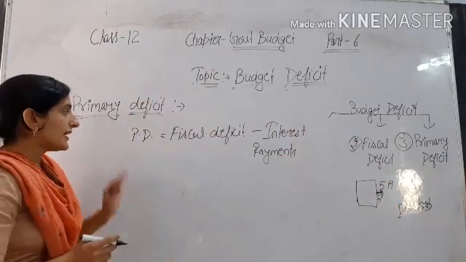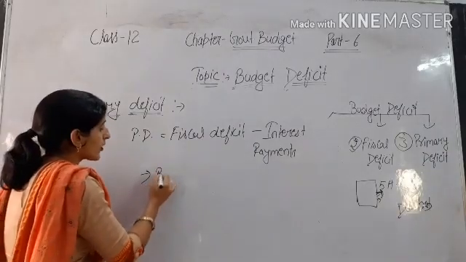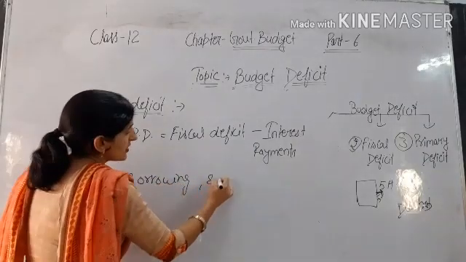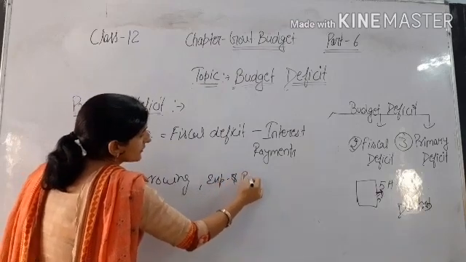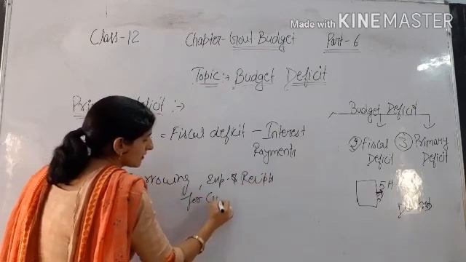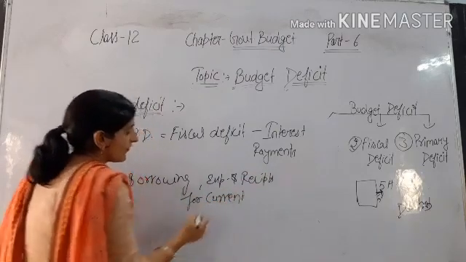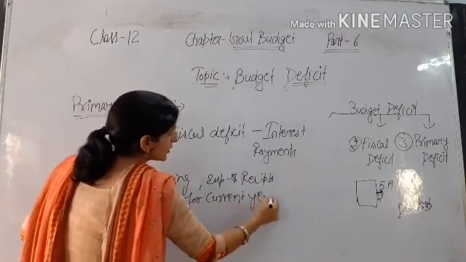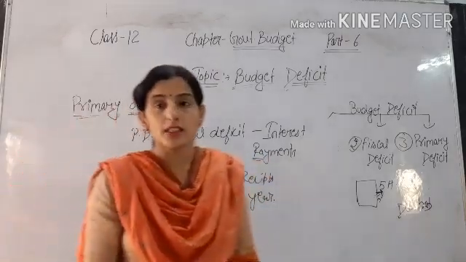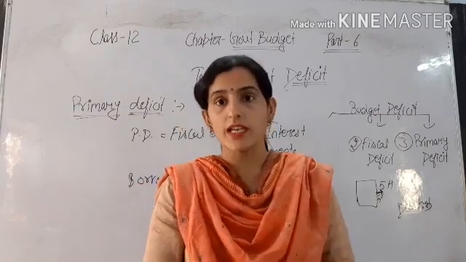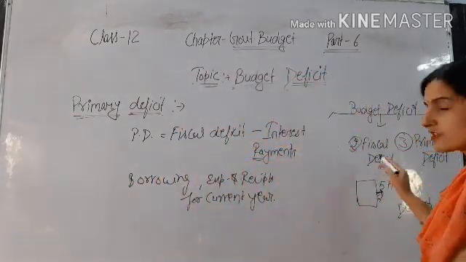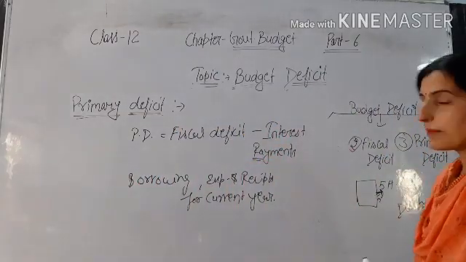Means primary deficit shows only the borrowing of the government, expenditure and receipts of the government for the current year. In primary deficit, we do not include interest payments because interest payments are excluded. Okay, so these are our three types of deficit: first is revenue deficit, then fiscal deficit and primary deficit.